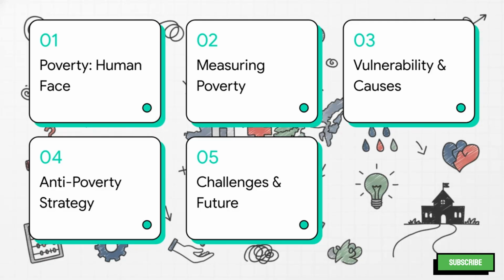So here's how we're going to break this all down today. We're going to systematically explore this whole concept of poverty across 5 key sections. First, we'll look at its human face, then we'll get into how it's actually measured. After that, we'll zero in on its causes and the most vulnerable groups, analyze the government's strategies, and finally wrap up by discussing the challenges ahead.